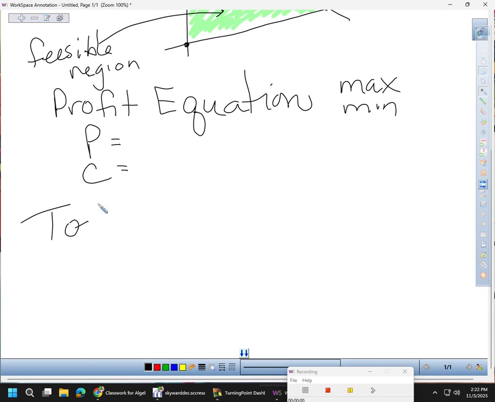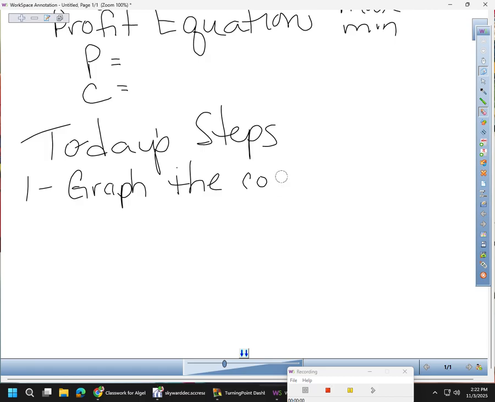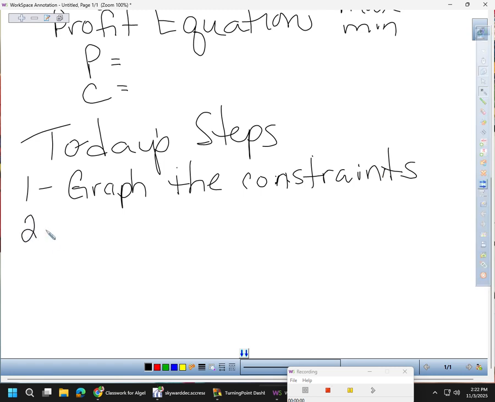Today's steps, because we're only doing a little bit today. Step number 1, I'm going to ask you to graph the constraints. Yep. Graph the constraints. Step 2, I'm going to ask that you shade the feasible region.